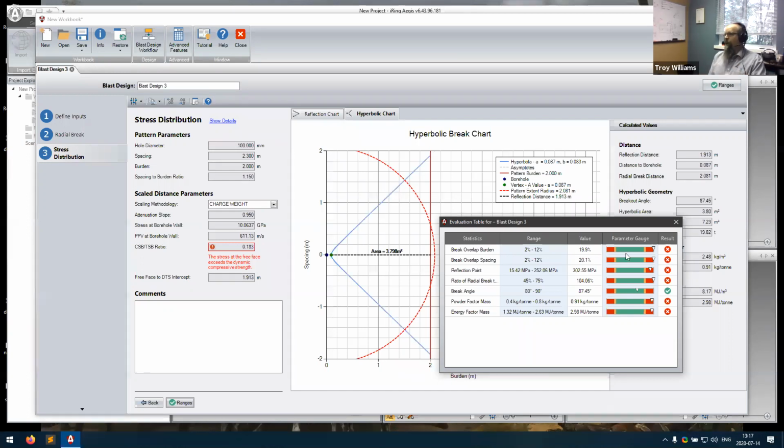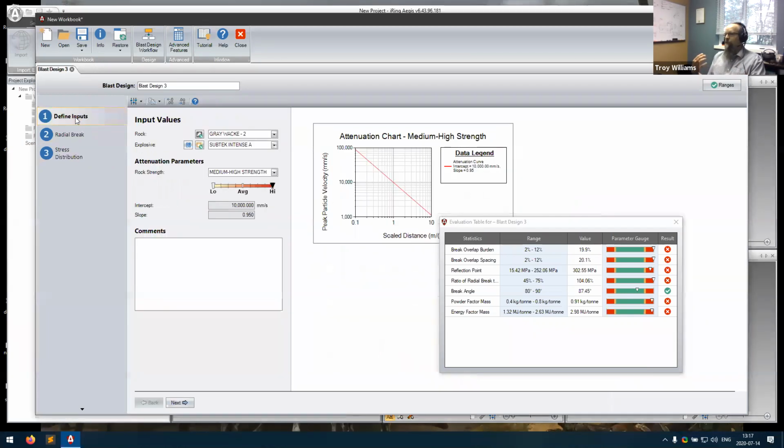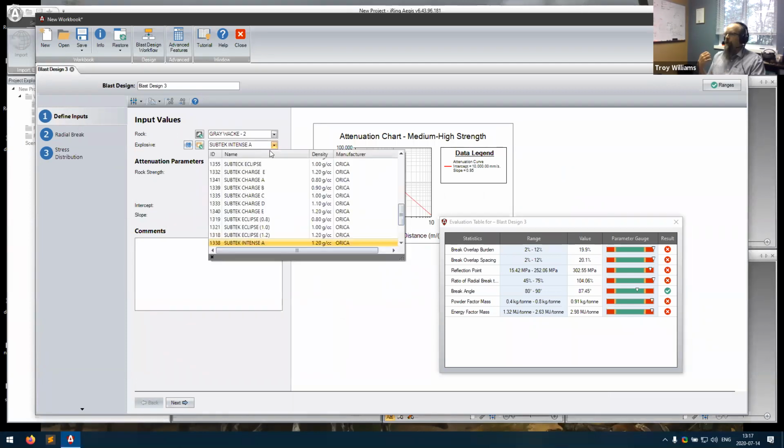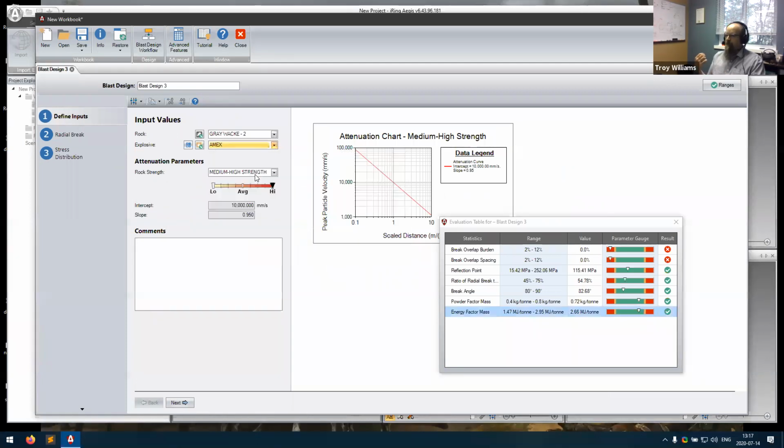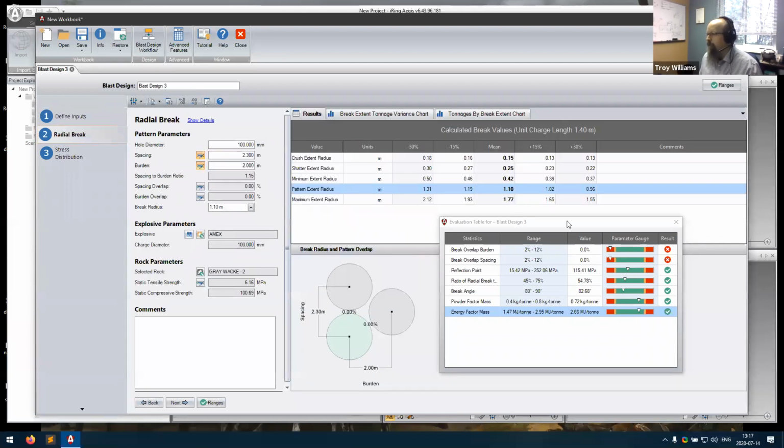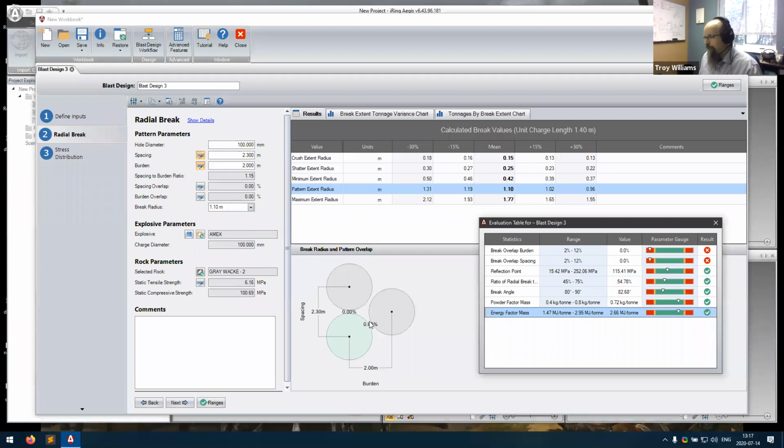So let's see what happens if we change the explosive from the emulsion to an ANFO. By changing it, you can see right away we've got many more green check marks, but our burden and spacing overlap are still a bit out. So let's take a look and see what that means. What it means is that we have no overlap. Now in this case, this blast might be suitable. We might get close to the desired results.